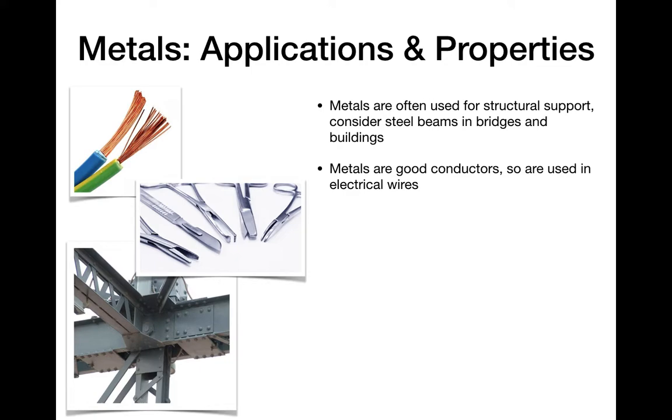Metals are really good conductors because of those floating around electrons. So we use them in electrical wires. Oftentimes we use copper, which is a good conductor, but it's not the best conductor. Gold is actually better, but it's just so expensive, and copper works just fine. So we use copper most of the time.